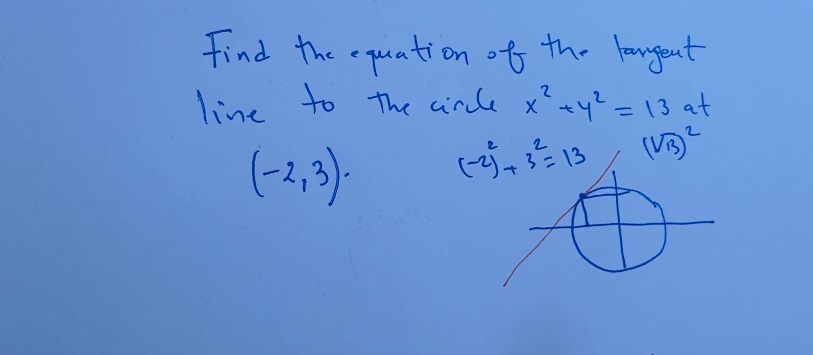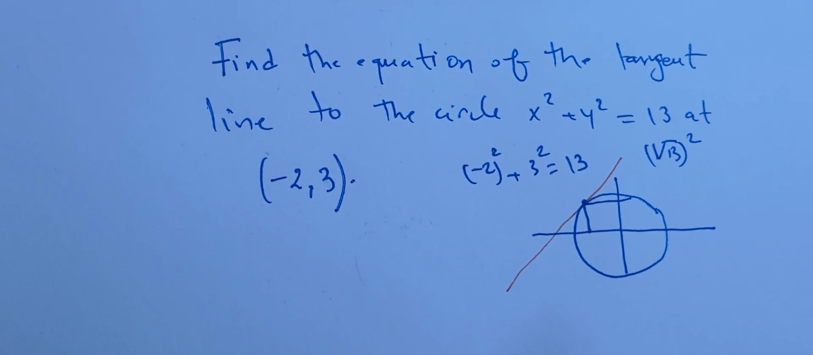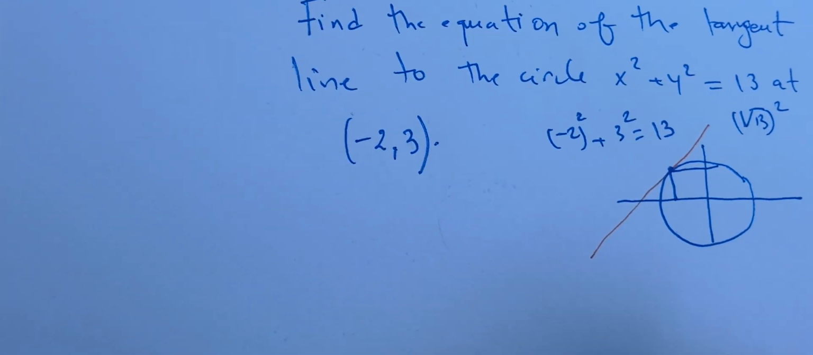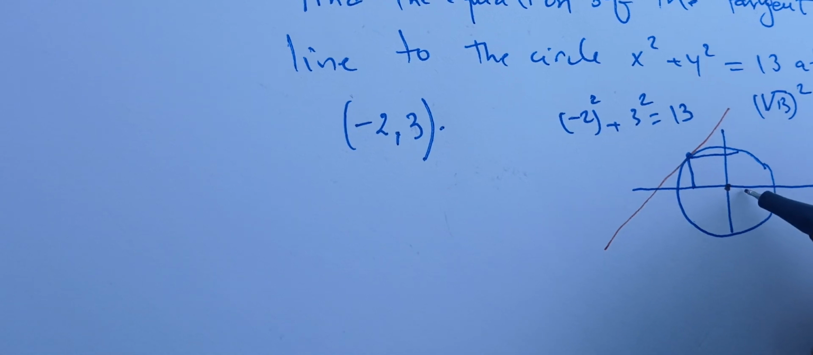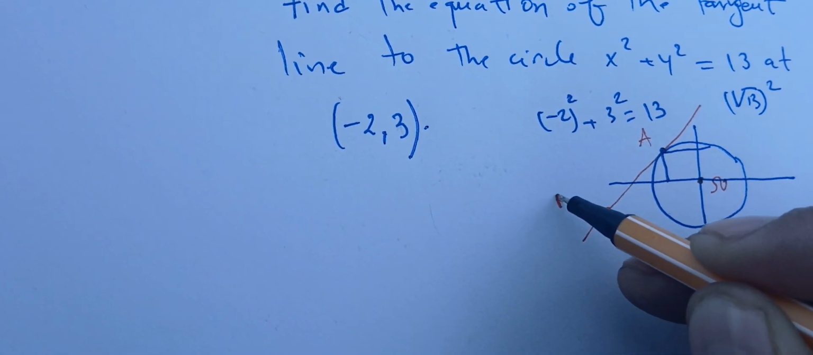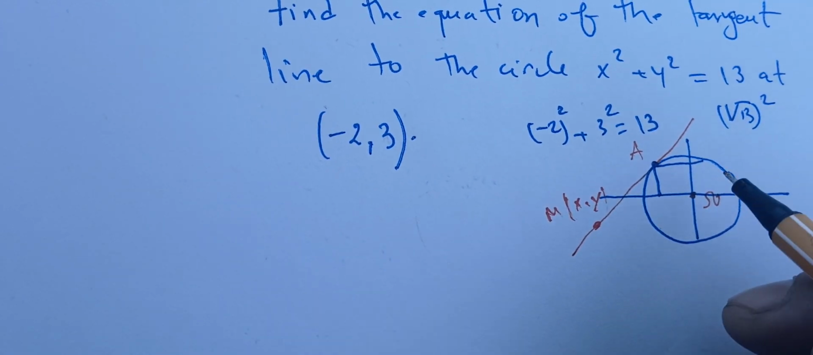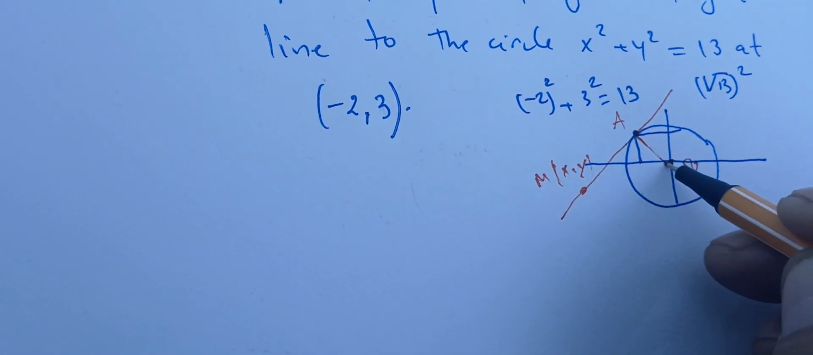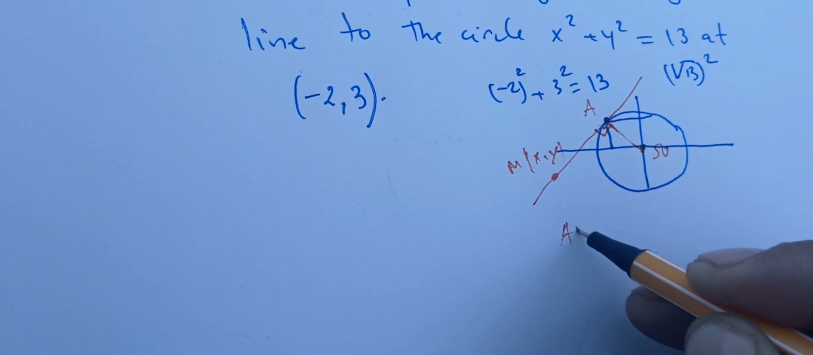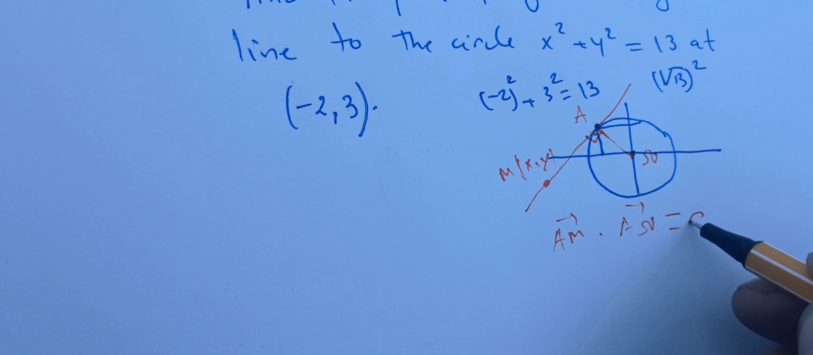The key idea here is that we will use the dot product, or the scalar product, to find this line. Note here that this is the center. We're going to call it omega. And this is our point A. And this is M that has coordinates x, y and belongs to the line that will be tangent to the circle. We see that this angle here is 90 degrees. Therefore, we can say that AM dotted with A omega is 0.